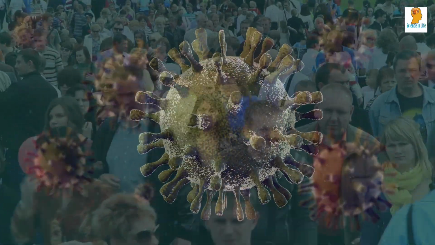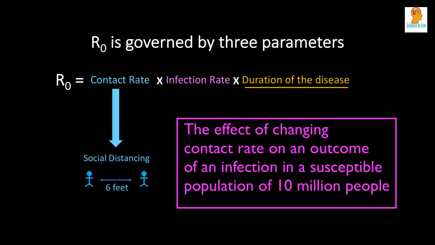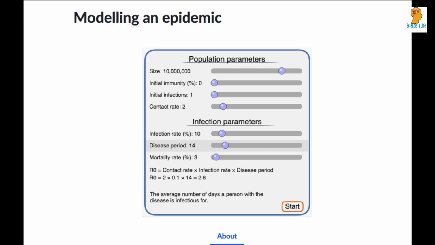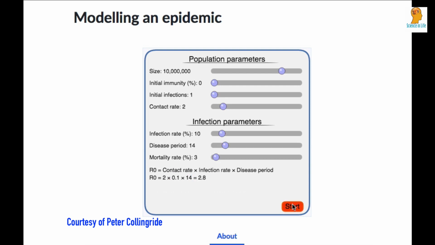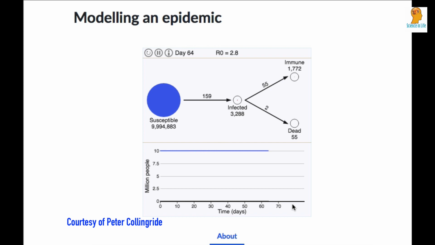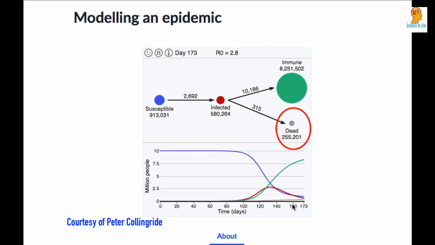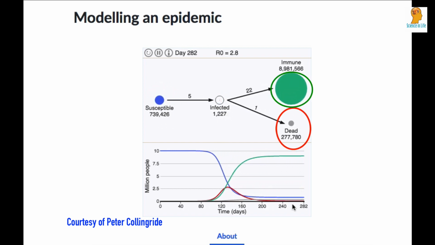First, look at the effect on changing the contact rate within a population of 10 million people susceptible to the virus. In the first scenario, let's keep the infectivity rate as 0.1, disease period as 14 days, mortality rate as 3, and contact rate as 2. The R0 is 2.8 in this case. Let's run the simulation. There would be 277,000 deaths, 8.9 million survived, and 7,000 people uninfected.